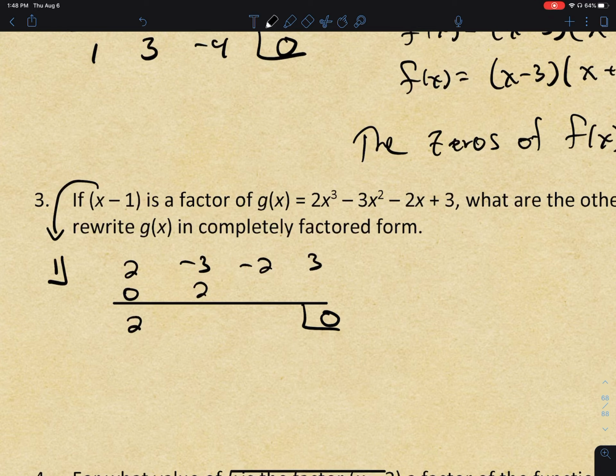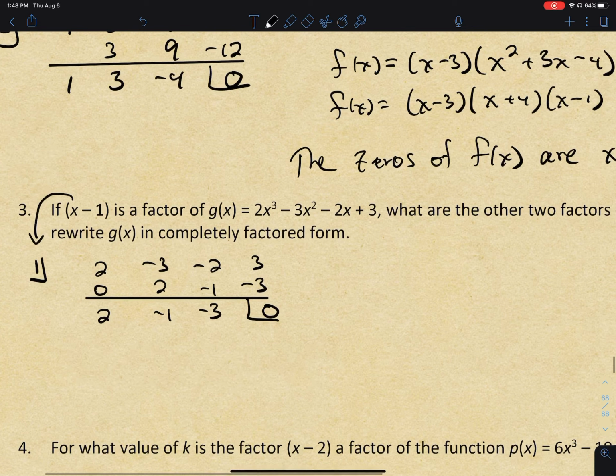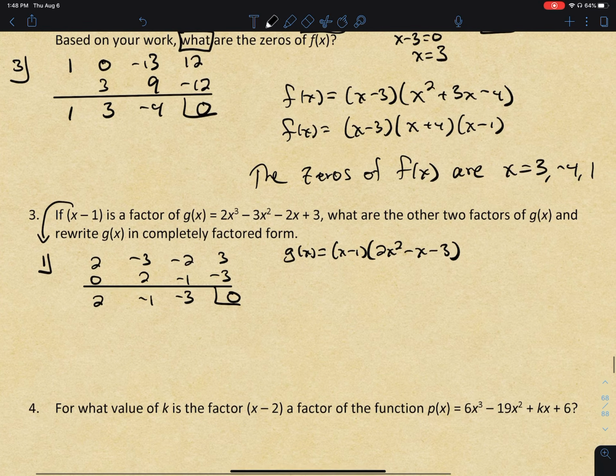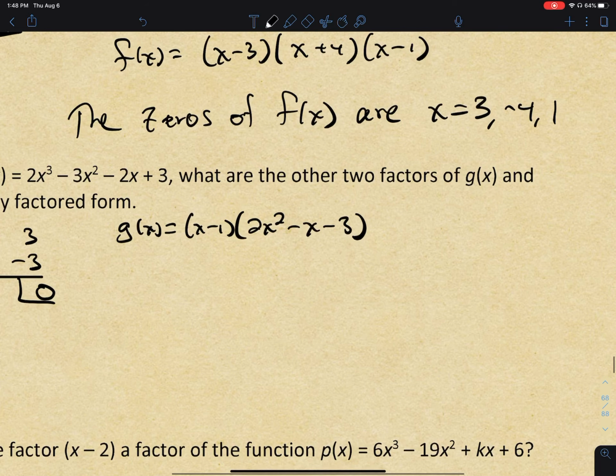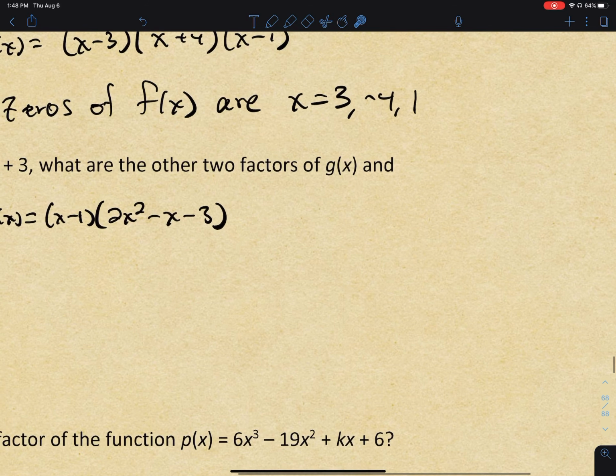Add, multiply, add, multiply, add, multiply. So that tells me that g of x factors into x minus 1 and 2x squared minus x minus 3. So we got to factor this fella right here. I'm going to do that off to the side.